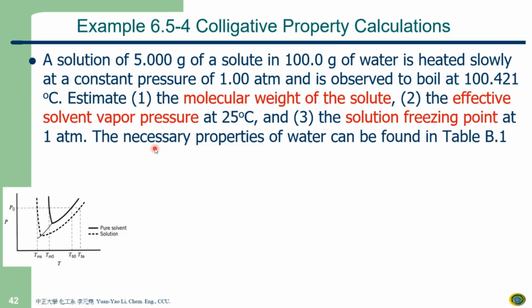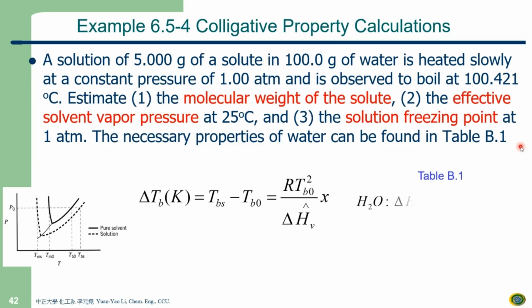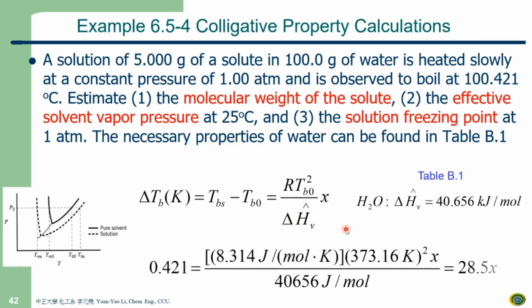The necessary properties of the water can be found in table B1. So in your final exam, if I give you the latent heat of the water, you need to do the calculation. According to this equation, in table 1, the latent heat from the liquid to the vapor will be 40.656 kilojoule per mole. So just put this in here. Be careful with the unit. That's what I want to tell you.